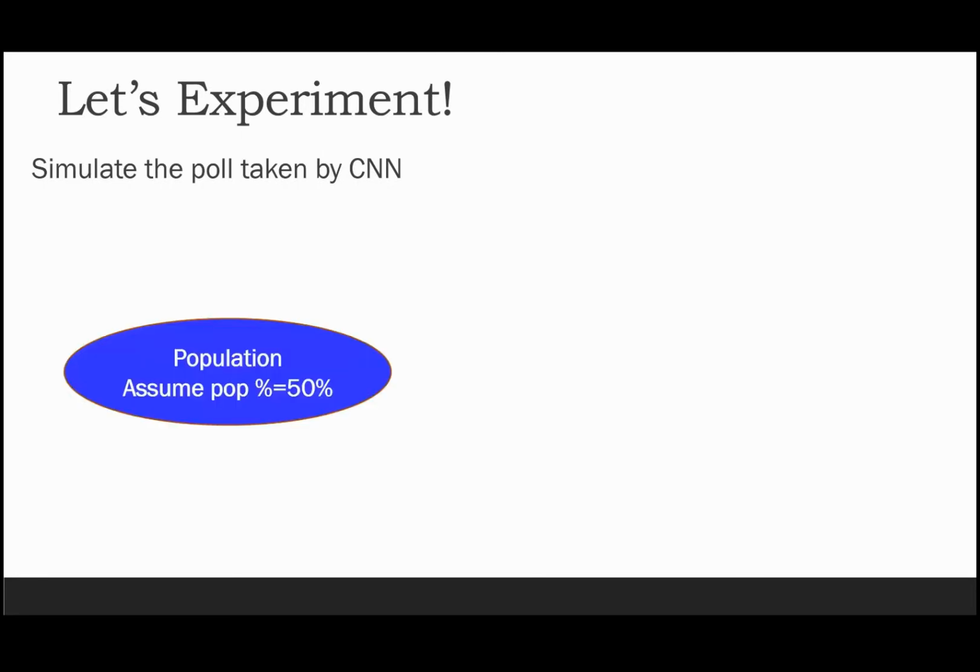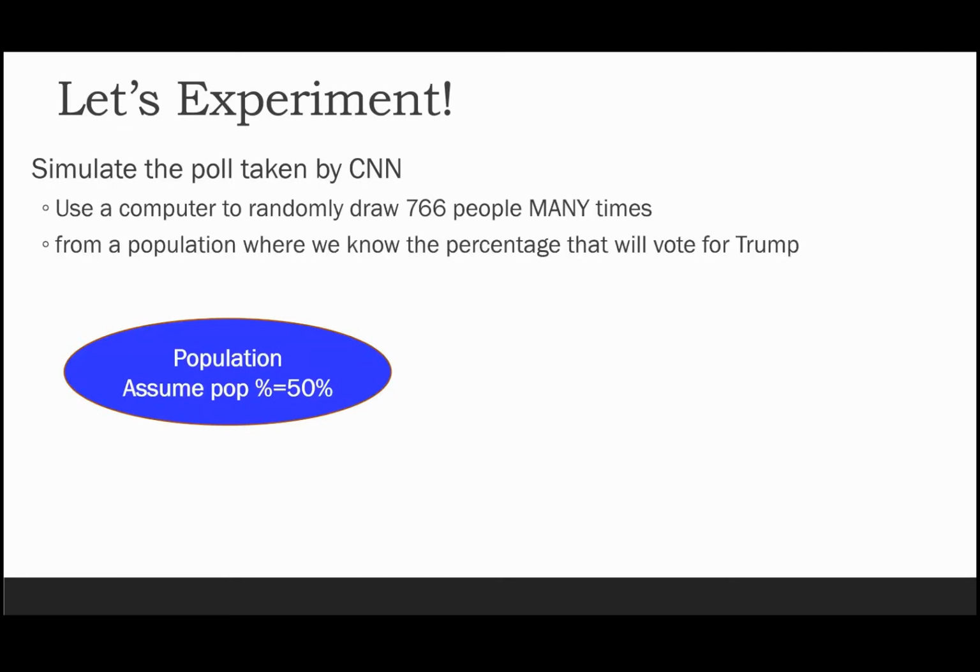We talked about this poll from CNN that was asking whether or not people were going to vote for Trump. They used a random sample of 766 people, and they got whatever they got. I forget what it was. I think it was 48%, if I remember correctly. But we all know that if they took another random sample of 766 people, they probably would not get 48. That's because the sample percentage is a variable. Even though it's constant within one sample, it varies from sample to sample.